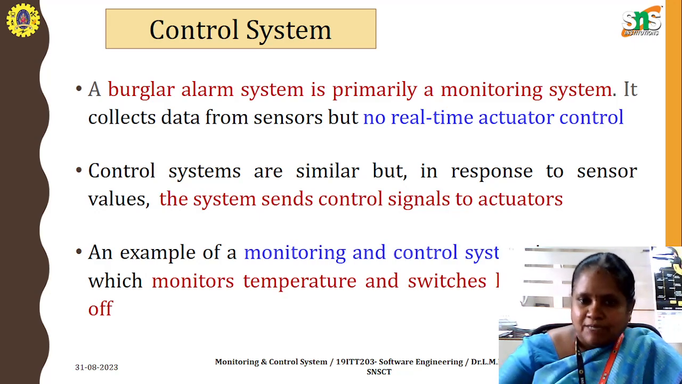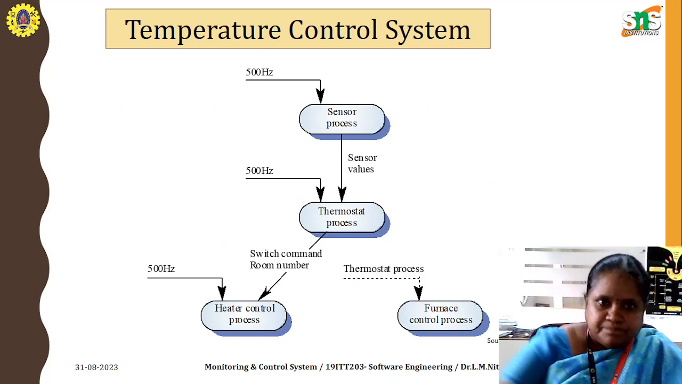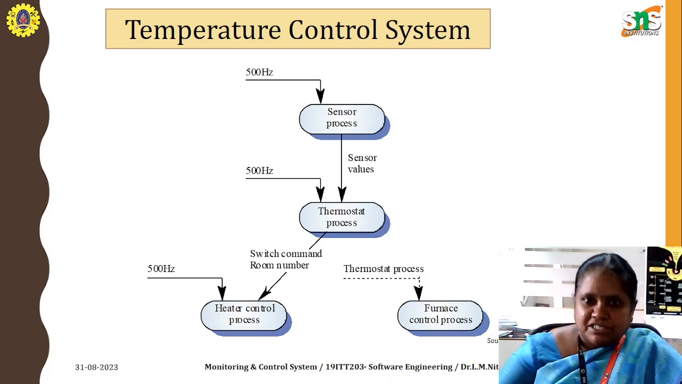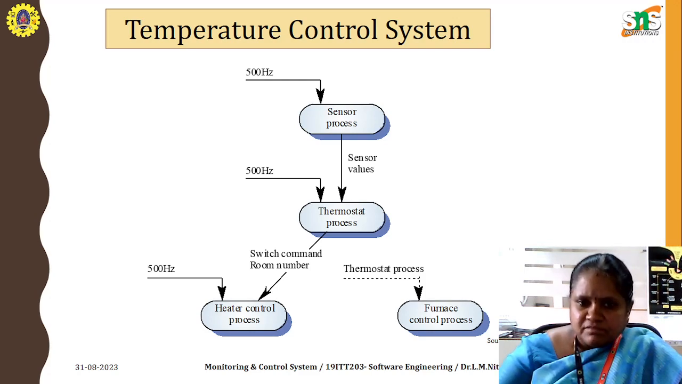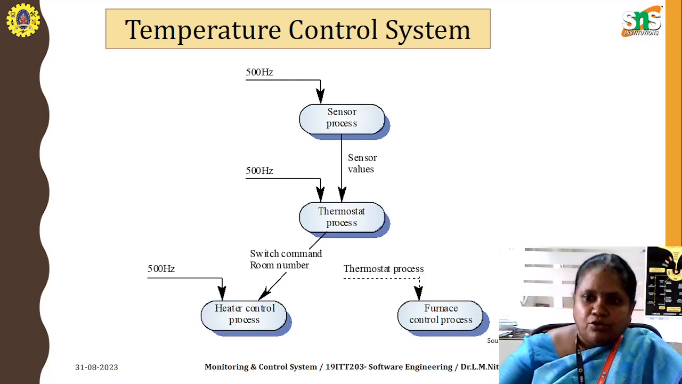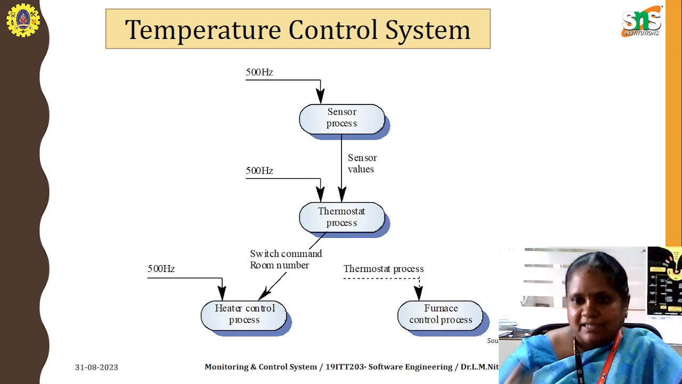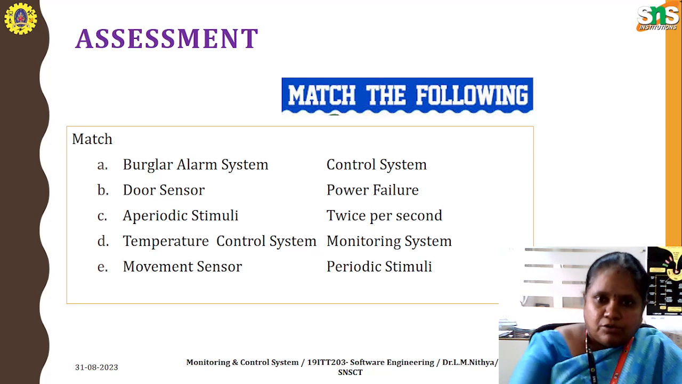So let us see a simple example for this monitoring and control system: monitoring temperature and switching the heater on and off. Say for a room, if you have a temperature control system, a thermostat process will be there. If you have set a particular temperature, the sensor will sense. If the temperature value goes below that, what happens? The heater control process switches the heater on. Can you understand? So we are controlling the temperature of the room, maintaining it at a particular temperature. So here monitoring is there as well as controlling. In the previous case it is purely a monitoring system, it doesn't do the actual controlling process.